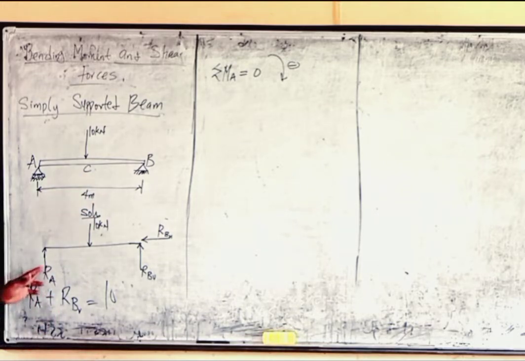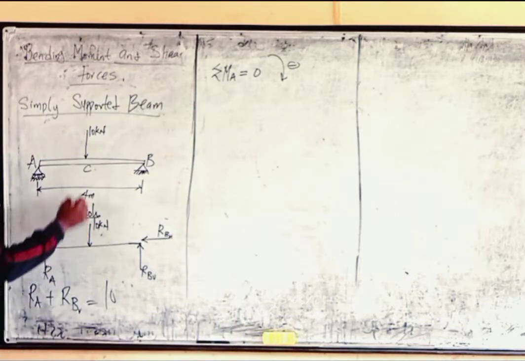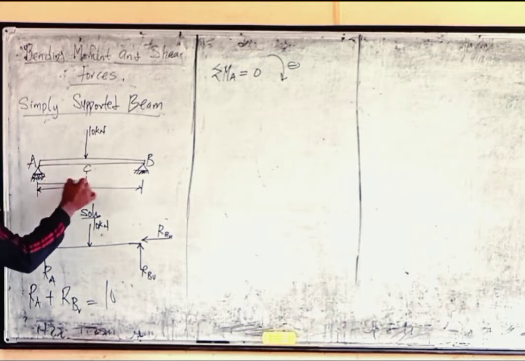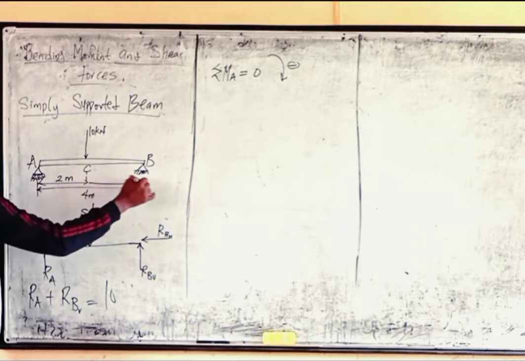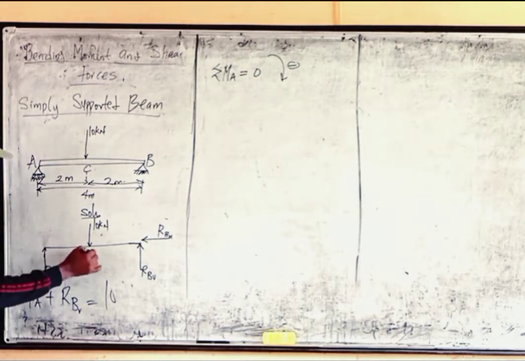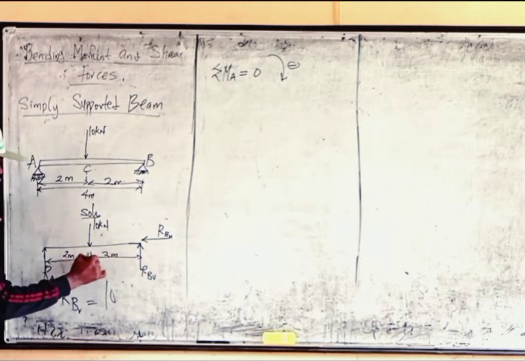The next thing, there's no moment at this point, so it will be 0. And let's check. We have 10, so take a moment about point A. Remember, this 10 is acting at the center. In case you don't know, from here to here is 2 meters, and from here is also 2 meters. So please take note of that. It will be shown in the question.